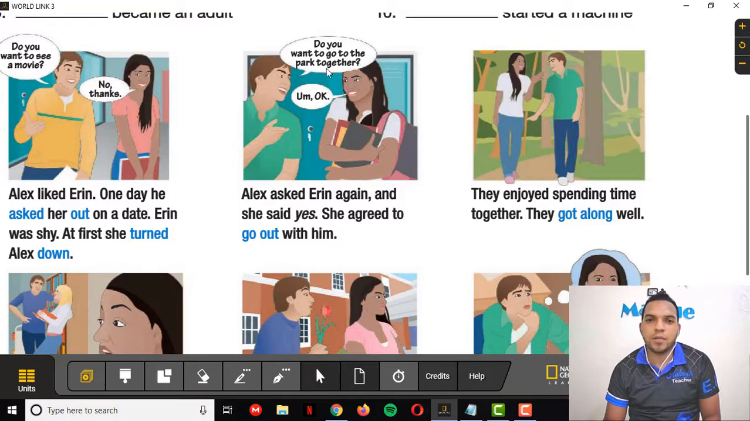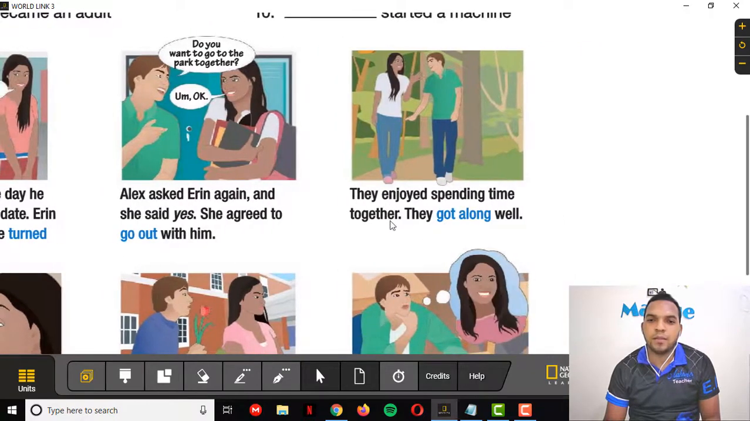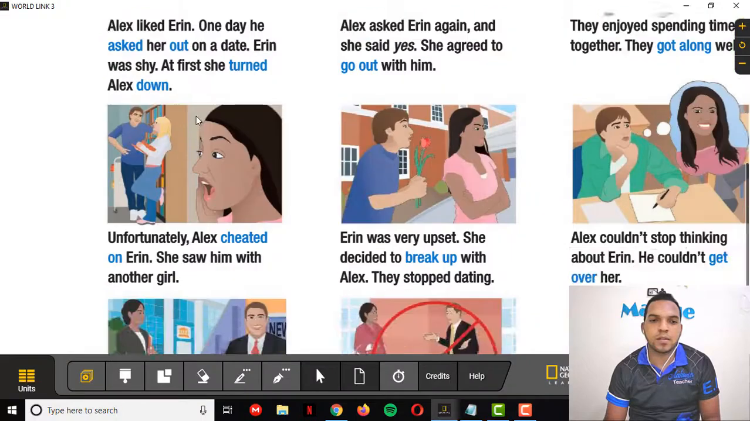"Do you want to go to the park together?" She says, "Okay." So it happens the same. She agreed to go out with him later. Then they enjoyed spending time together and they got along well. So what they mean with that, in the past, got along, is that they were having really good moments.